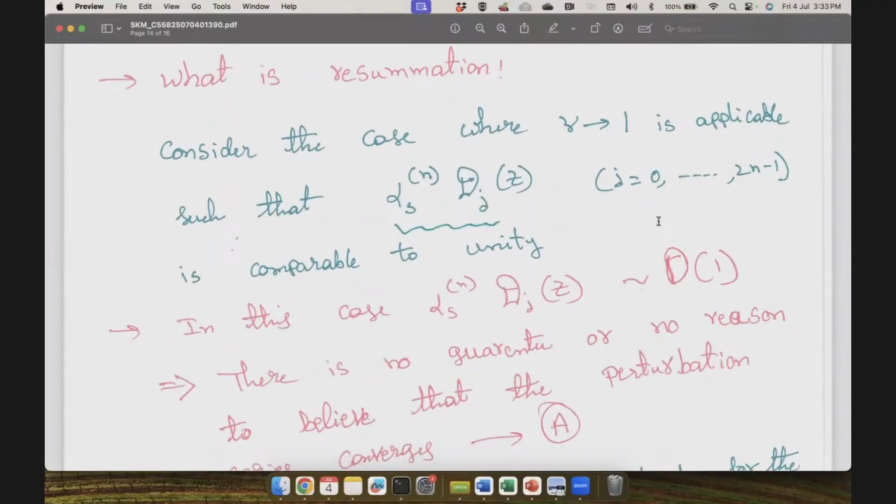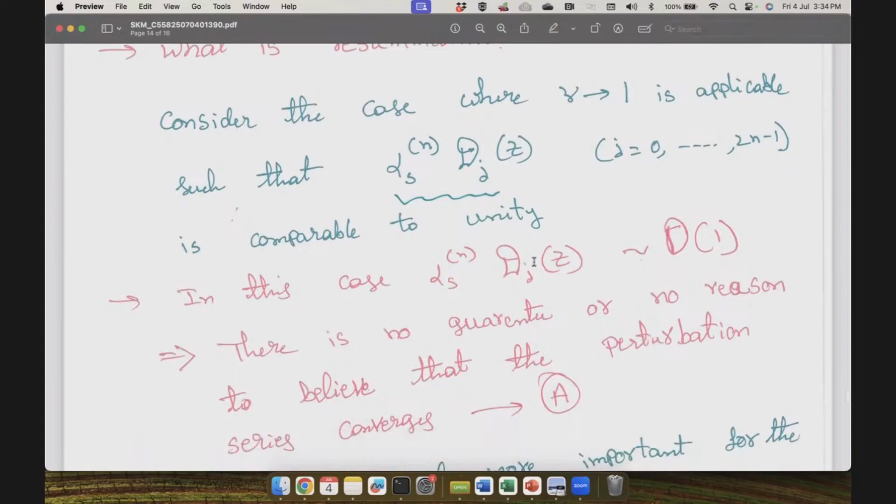So what is the reformulation here? Consider the case where z equal to 1 is applicable, such that at any given order, at nth order in perturbation theory, you have terms of the type alpha_s times D_j(z), where j goes all the way from 0 to 2n minus 1. If any of these terms, alpha_s times D_j, becomes of the order of 1, now the question comes: what is the validity of the perturbation theory, or particularly what is the validity of the continuation of the perturbation theory? That is the right question to ask.